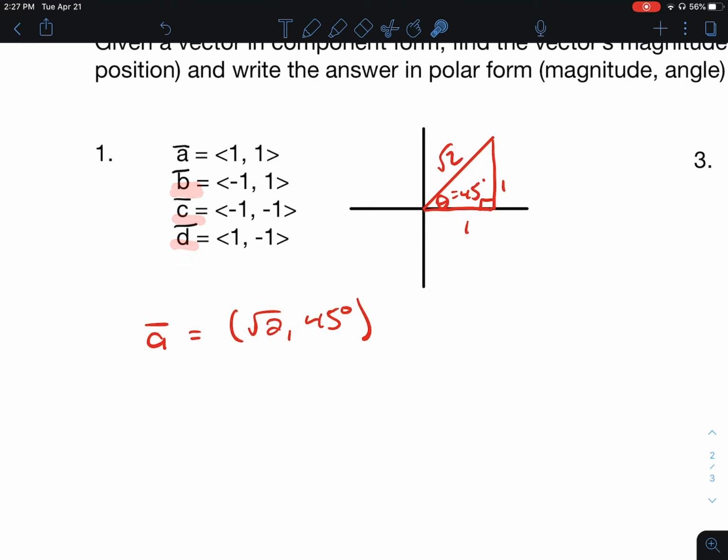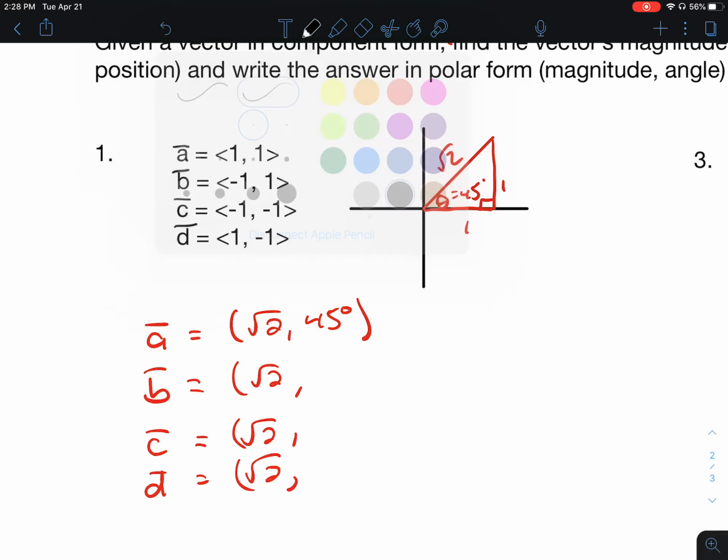Vectors B, C, and D are all going to have the same magnitude because the legs in each case are 1 and negative 1, which just is going to change our direction but doesn't change the length. So we know that these vectors all have a magnitude of square root of 2. It's just a matter of what is the angle, what is the direction. Well, if vector B is over here in quadrant 2, and this reference angle is 45, it's going to make this angle from here to here 135.